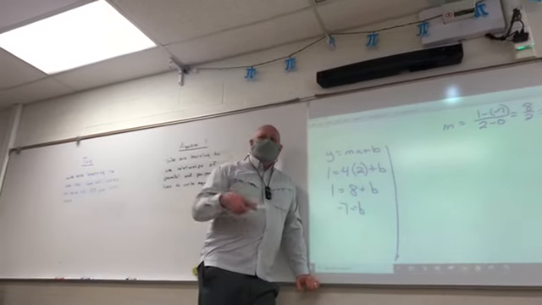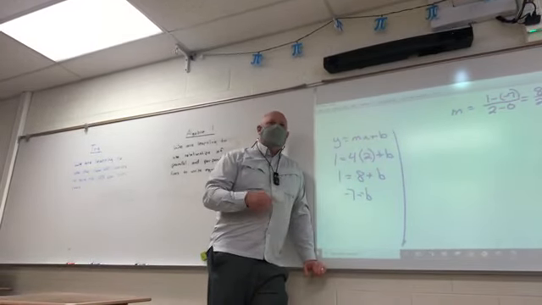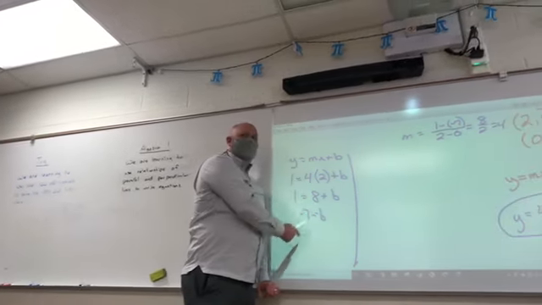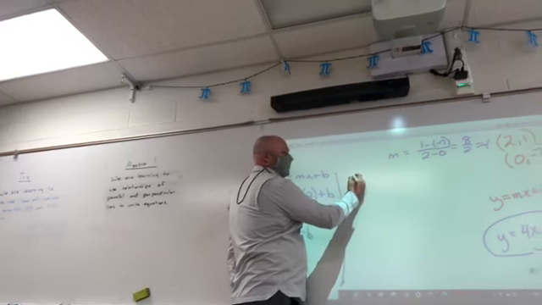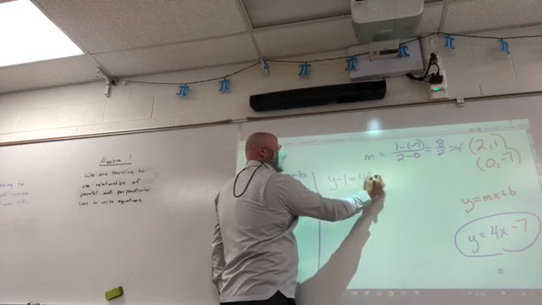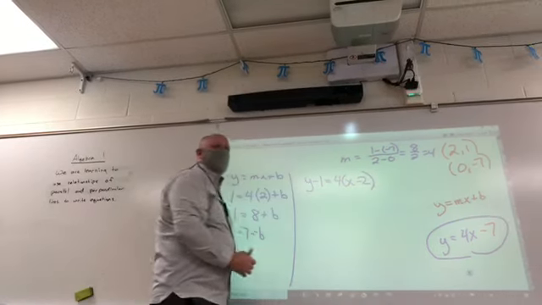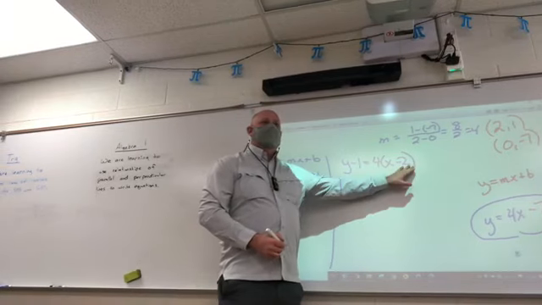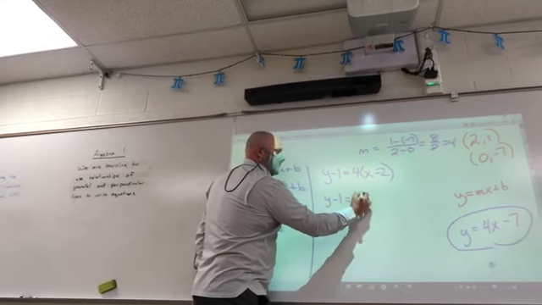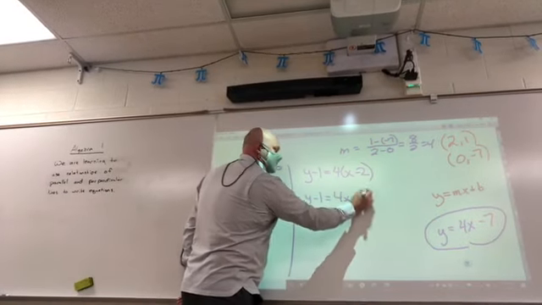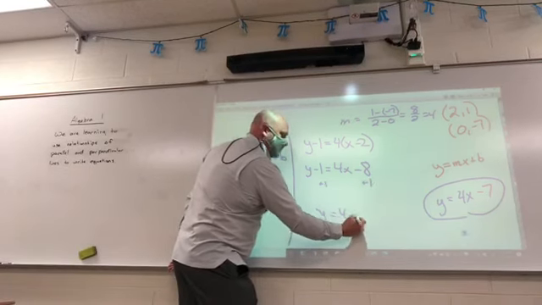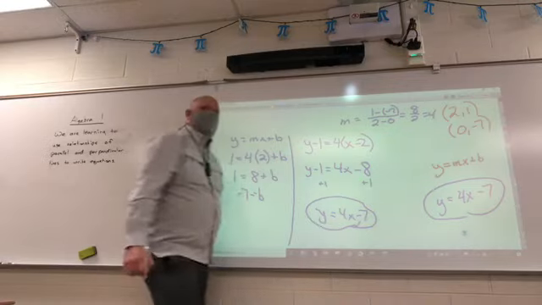Remember, all these things are tied together. You should be able to get the same answer no matter whether you do it this way, whether you do it the point slope form where you go y minus 1 equals your slope times x minus 2 and you distribute and combine like terms, right? You could do it this way. y minus 1 equals 4x minus 8. Add the 1, and again you get y equals 4x minus 7. You can do it that way.